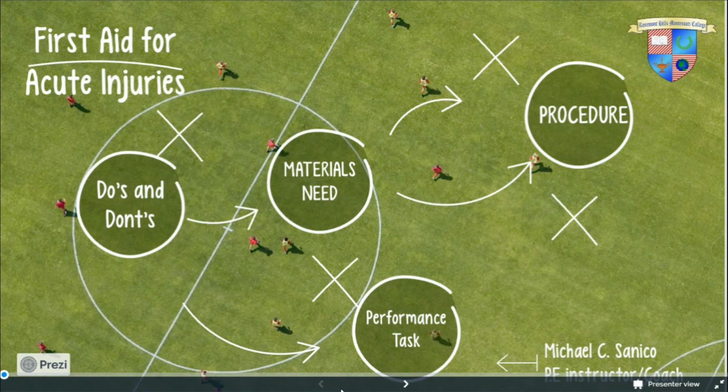Welcome to our subject, Physical Education and Health 2, with the content of individual, dual sports, and also team sports. So last week we tackled more about the common sports injuries, what causes sports injuries, what an injury is, and how to prevent those types of injuries.